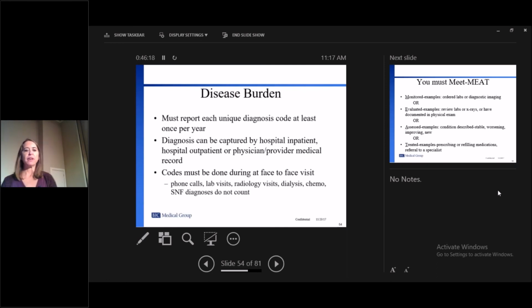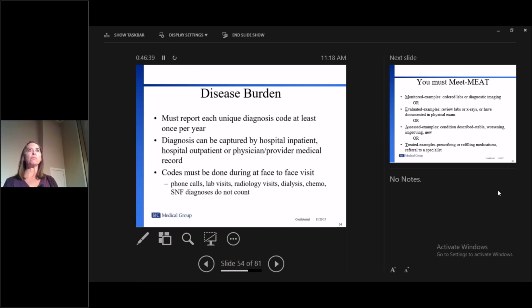So here's your disease burden. You have to report unique diagnosis codes at least once per year. Diagnosis can be captured in hospital inpatient, hospital outpatient, physician or provider medical records. It cannot be done if somebody goes in and gets their labs and the diagnosis code is on it. That doesn't count. It doesn't count if they're in for chemo or dialysis or a skilled nursing facility.